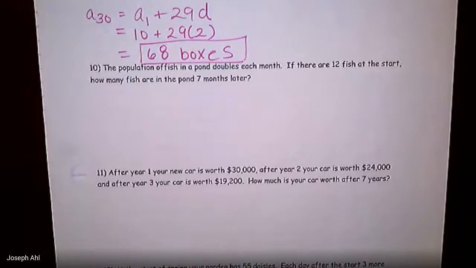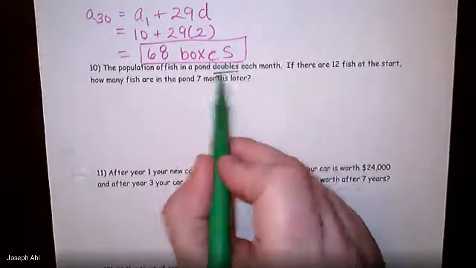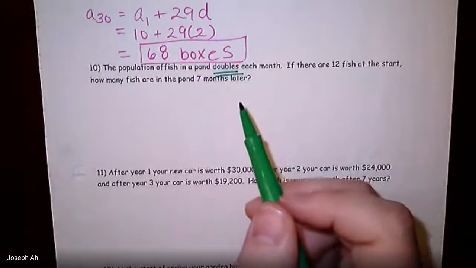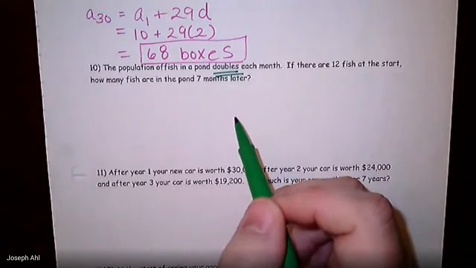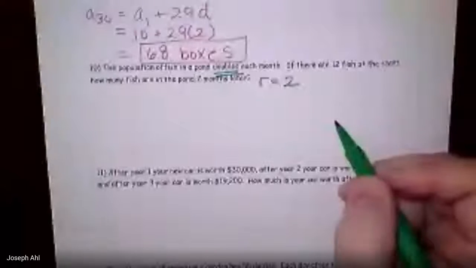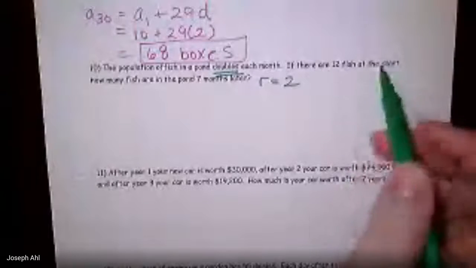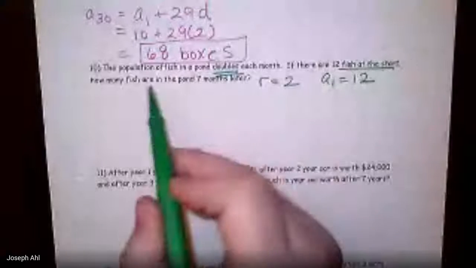Okay. Number 10, the population of fish in a pond doubles. Doubles, triples, quadruples. Those are going to be keywords that indicate that this is a geometric sequence. If you're multiplying by 2, that's my R value here. If there are 12 fish at the start, there's my A1. How many fish are in the pond 7 months later? So I'm looking for A7.